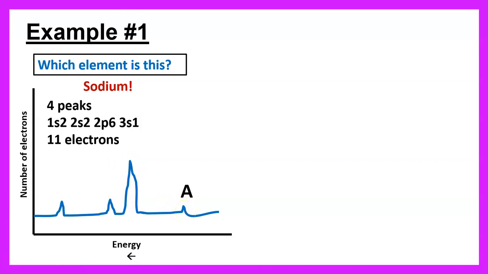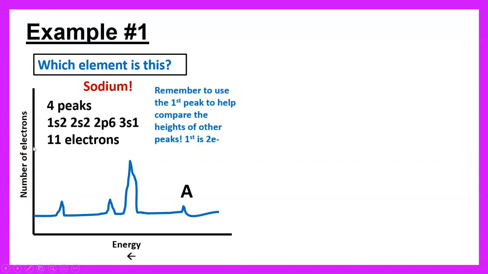That's sodium. You will probably notice that the graph won't actually have numbers on the y-axis, which is annoying. It's not literally going to say 1, 2, 3, 4, 5, 6, but you can use that first peak to find the relative size of the other peaks.